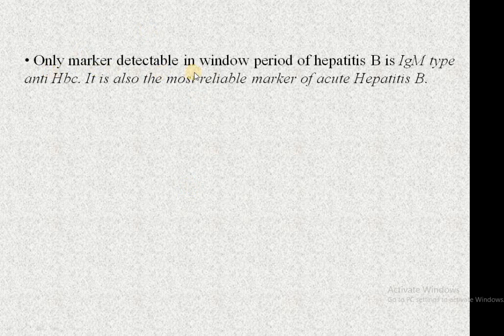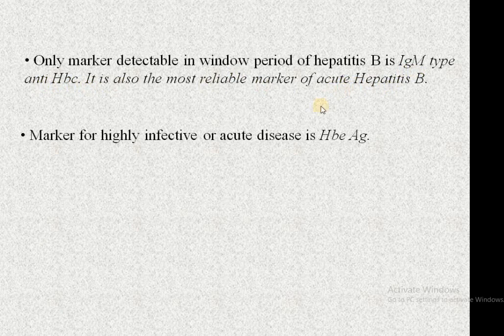Now the only marker detectable in the window period of hepatitis B is IgM type anti-HBc. Remember this thing, this is asked in MCQs, and IgM type anti-HBc is the most reliable marker of acute hepatitis B. IgG type anti-HBc is the reliable marker for chronic hepatitis B. The highly infective or active disease marker is HBeAg. Remember, if anti-HBe is present, it denotes low infectivity.